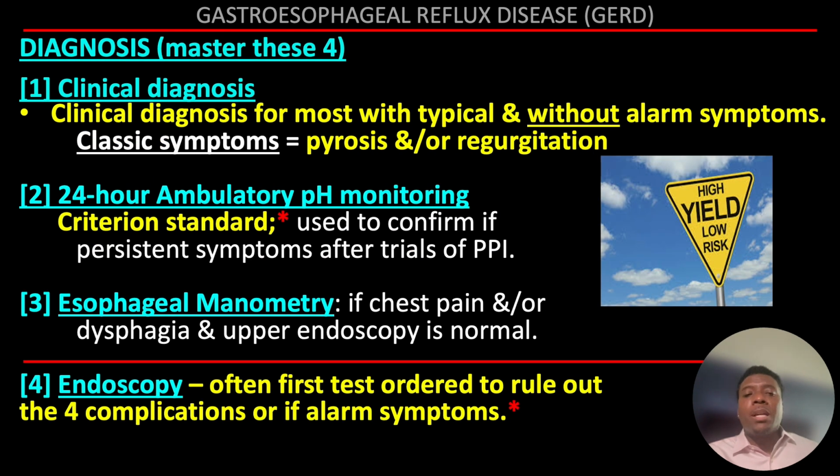So simply put, if they have classic symptoms of GERD, heartburn and/or regurgitation, without the alarm symptoms, it is a clinical diagnosis. If you want to make the definitive diagnosis, you do a 24-hour ambulatory pH monitoring. If they have any of those alarm symptoms, you want to do an upper endoscopy. If the upper endoscopy is negative with odynophagia and dysphagia or chest pain, you may consider an esophageal manometry.